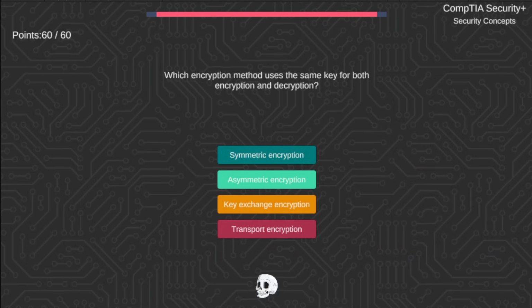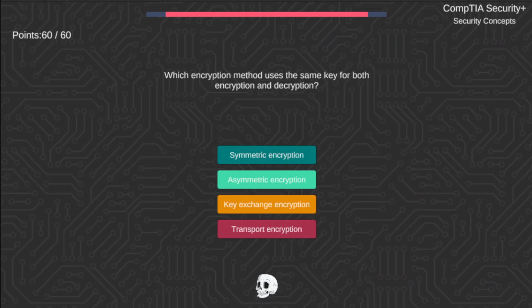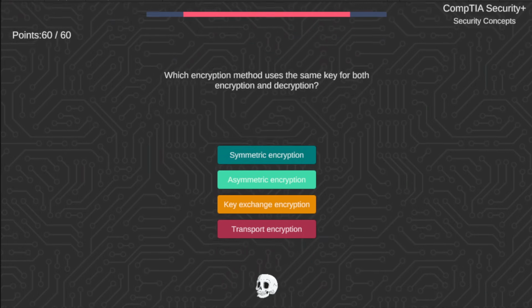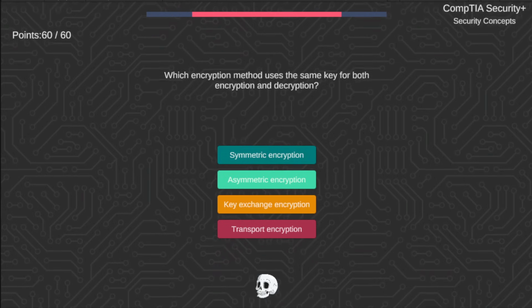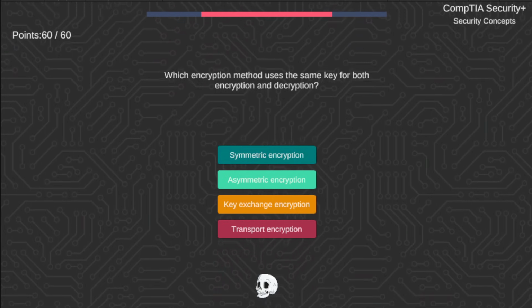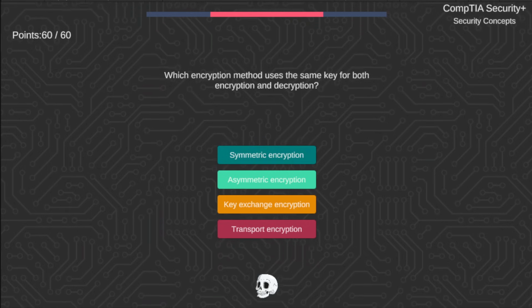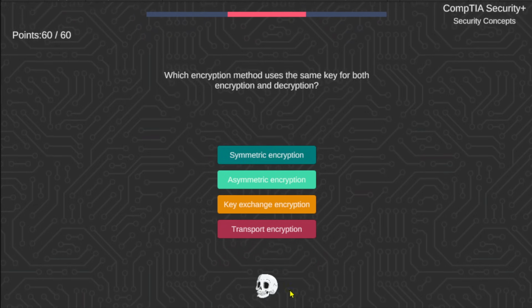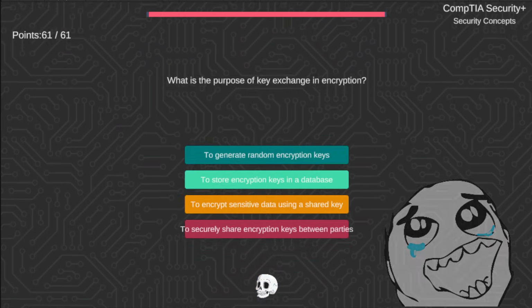Which encryption method uses the same key for both encryption and decryption? Symmetric encryption, asymmetric encryption, key exchange encryption, or transport encryption? The same key for both encryption and decryption. Correct answer is symmetric encryption.